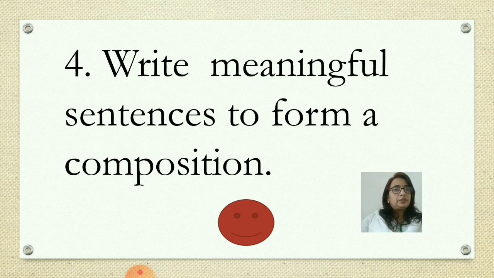It's very important, and we have already studied in our grammar, in the chapter kinds of sentences, how to write meaningful sentences. We are not going to just put a group of words together, but whatever we observe in the picture, we are going to frame a meaningful sentence, and then write it in our composition. So the fourth step is write meaningful sentences to form a composition.